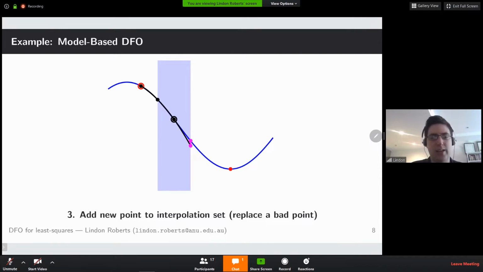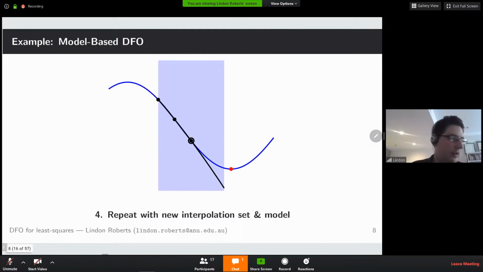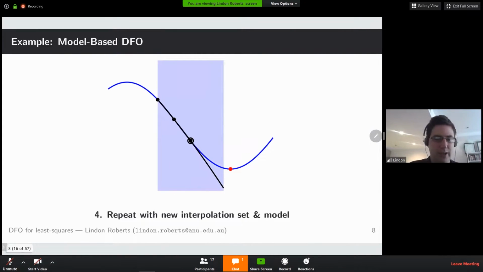So what I'm going to do is add this new point in and delete an old point by some mechanism. In this case, I'm just picking the point that's furthest away. But there are better ways to do it in practice. So if I do that, I end up with a new model. I've changed my trust region radius based on the standard updating methods. And now I've got a new interpolation model and I can repeat.